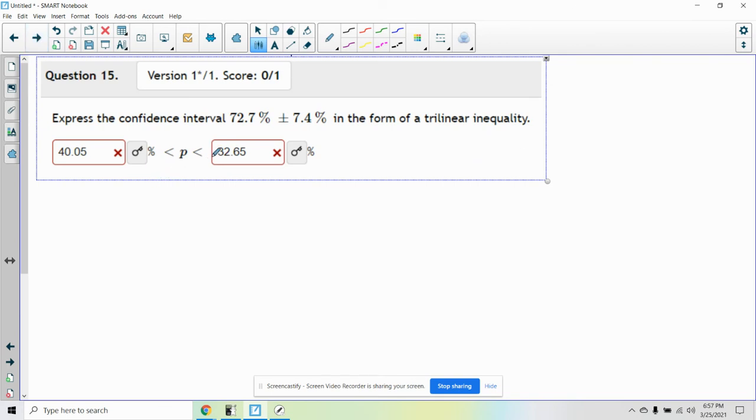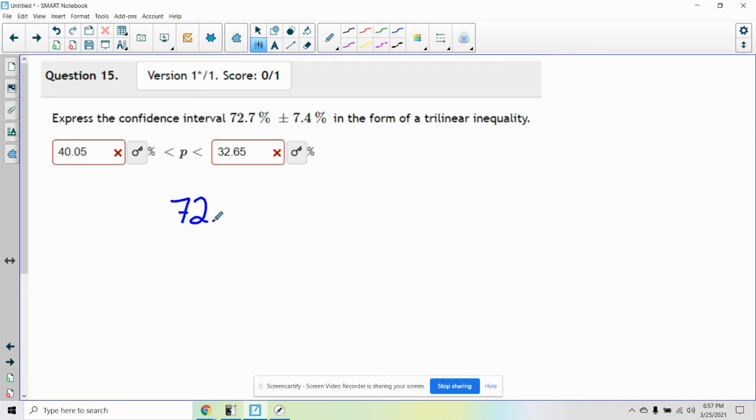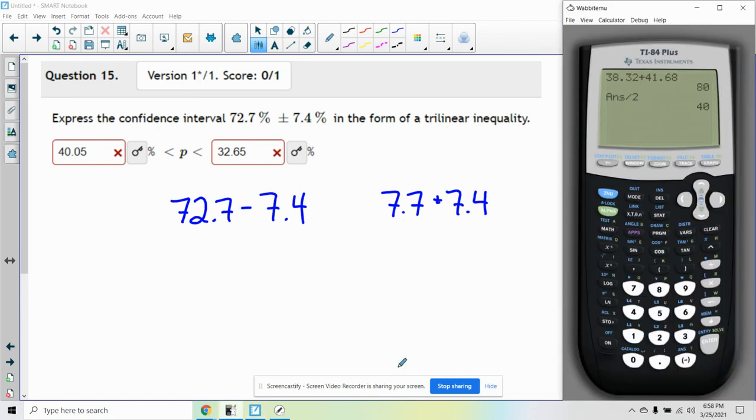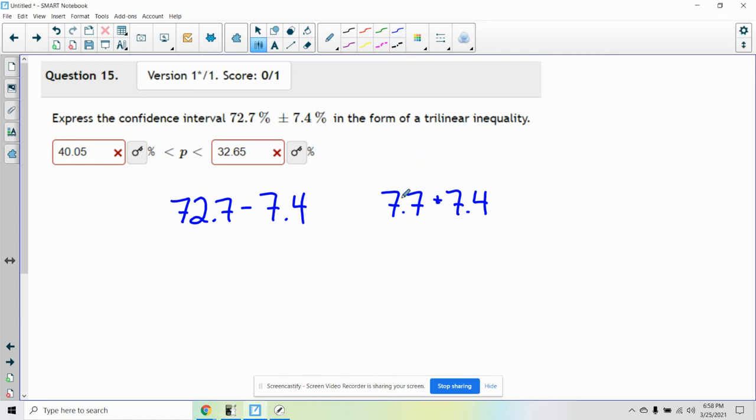Okay. And this last one, they have the plus minus form. They want to convert that to the trilinear inequality. So to get our lower number, we're just going to take 72.7 minus 7.4. And our upper number is going to be 72.7 plus 7.4. And I don't know what that is, but you can figure that out. Actually, we'll do it right now. It's fine. 72.7. My mistake. We'll just get rid of that.